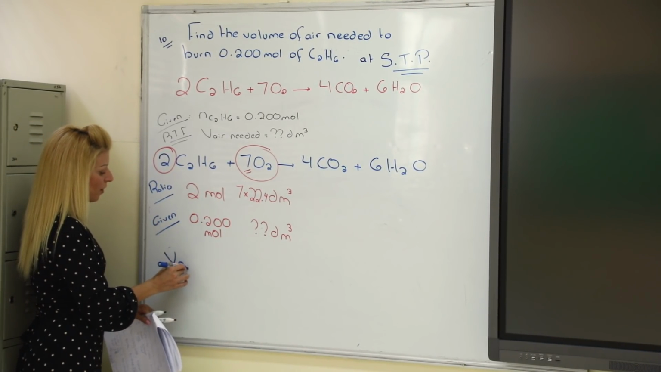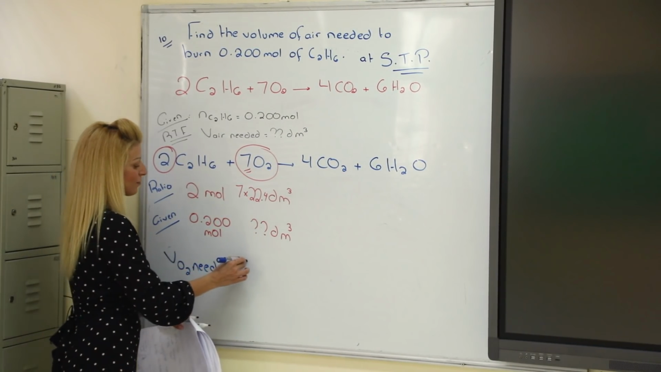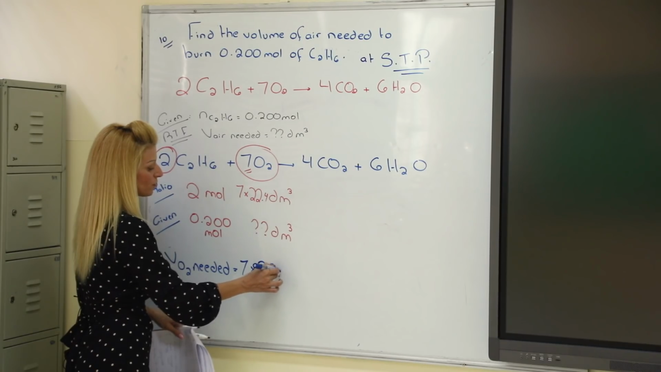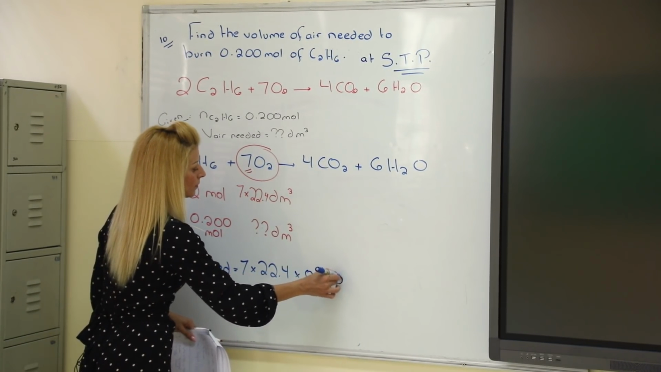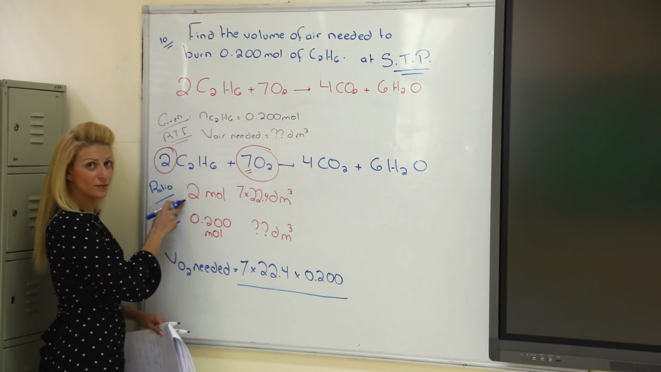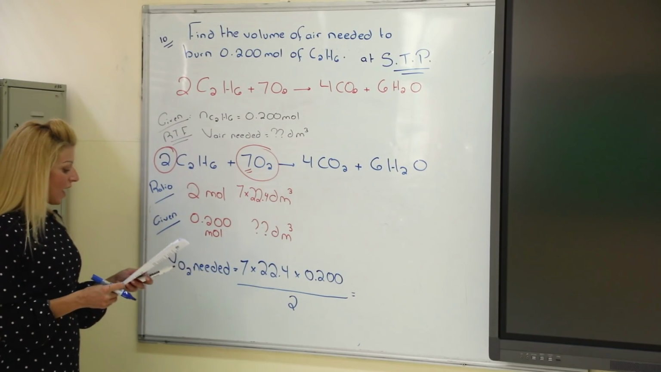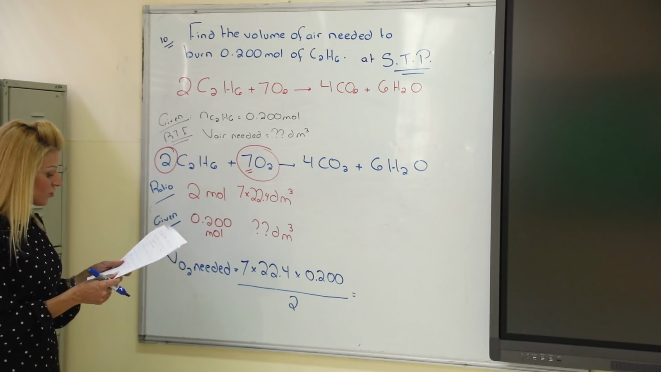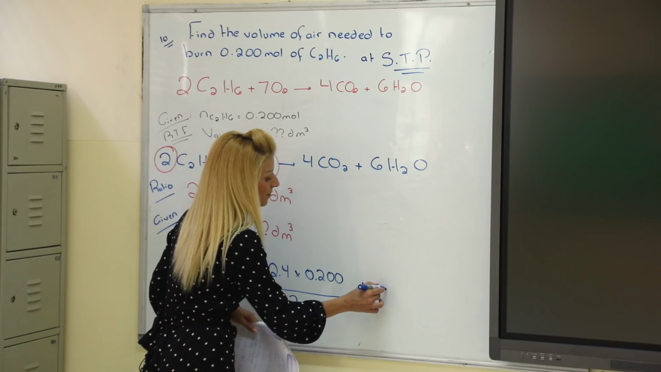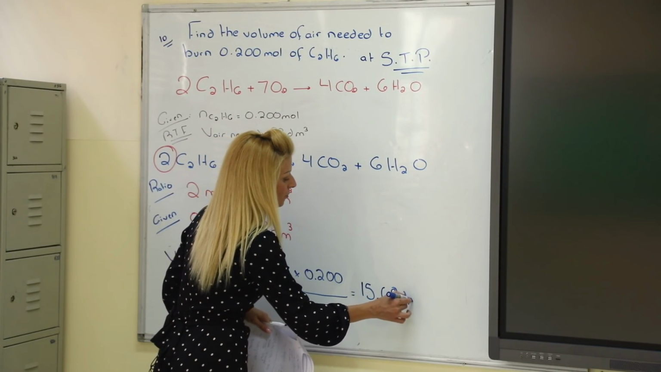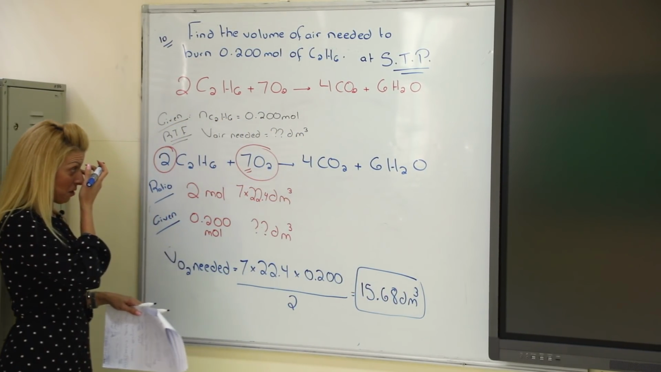So the volume of oxygen needed equals 7 times 22.4 times 0.200 divided by 2. So if you go to your calculator and you get the volume of oxygen needed, you will end up with 15.68 deciliter cubed. The question is requiring to get the volume of air.